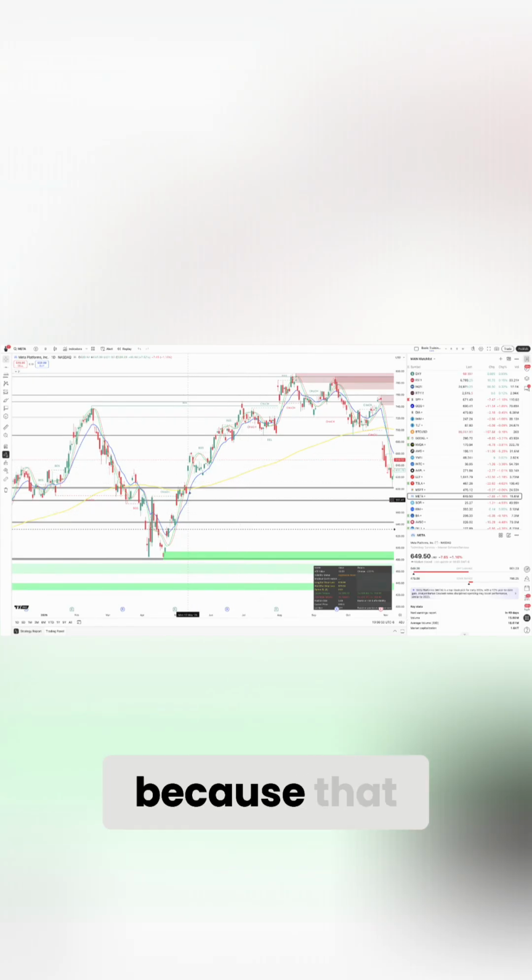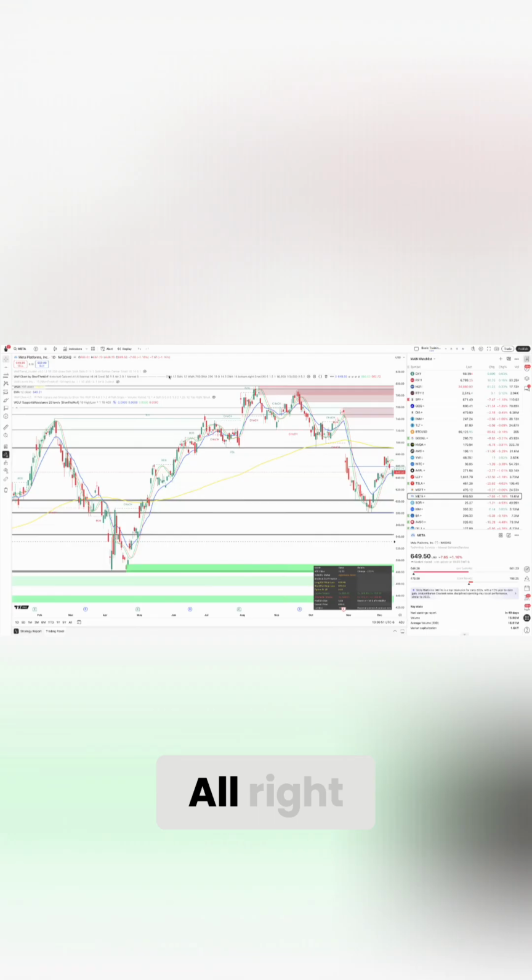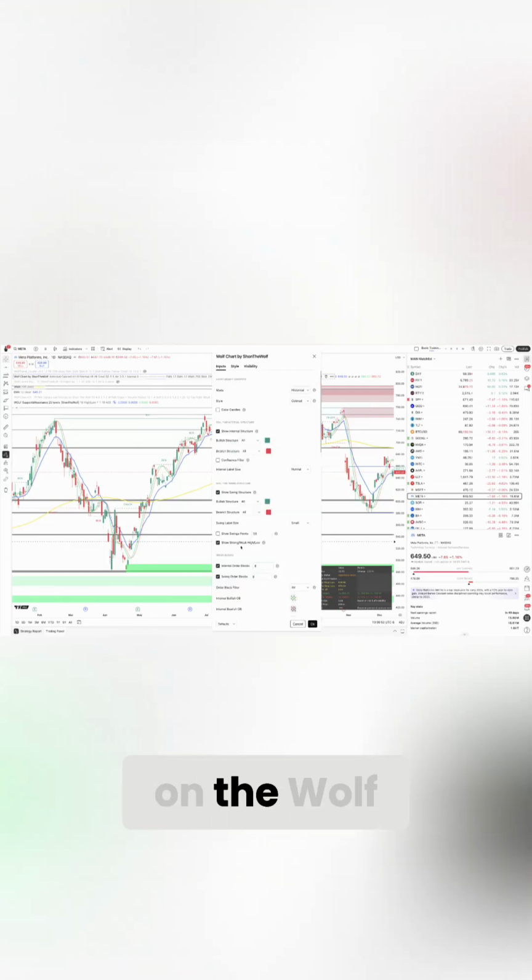And then the 12, because that number is smaller and it's only looking at 12 candles, it's telling us the short term. You see how the candles get above it really fast and they get back under it, and you can see these different little up and down moves quicker with the smaller, lower time frame moving average. All right, so let me turn these on the Wolf chart.